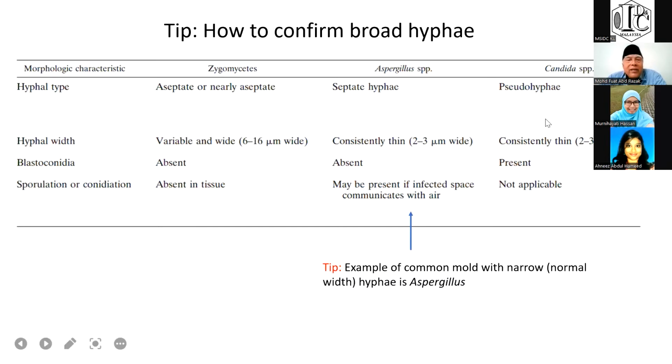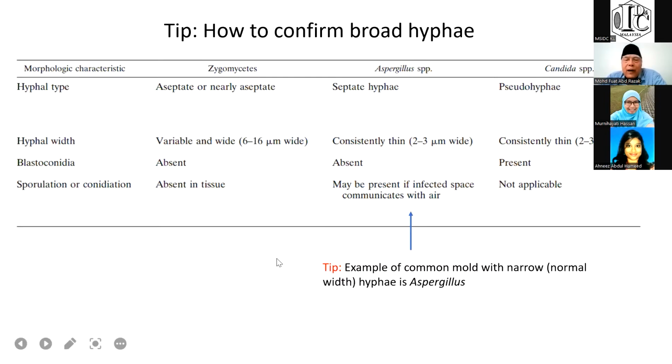So if you compare zygomycete hyphae to Aspergillus, most of us probably have seen Aspergillus under the microscope. So you are probably used to seeing the width of Aspergillus hyphae. That hyphal width is about 2 to 3 micron. So it's probably one third of the width of zygomycete. If you haven't seen Aspergillus yet, probably you have seen Candida. Candida size is about 2 to 3 micrometers wide also.